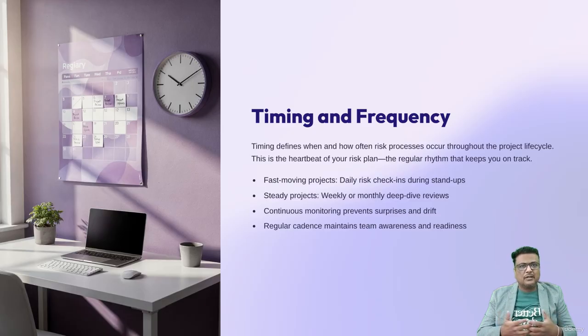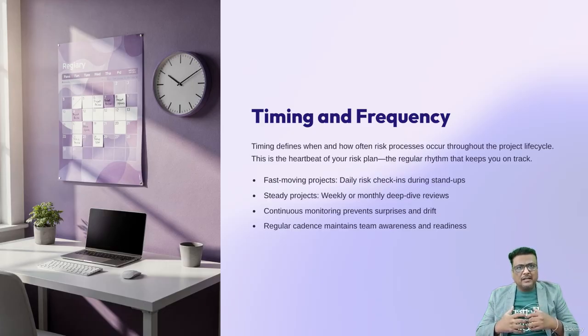Let's break this down together. If your project is moving at 100 miles an hour, you might need a risk minute in every daily stand-up. If it's a slow moving research project, maybe a monthly review is enough. I once had a student who thought they only needed to do risk management at the beginning of the project. I told him, think of it like checking your GPS while driving. If you only look at it when you leave the driveway, you're going to get lost pretty fast. We need a regular rhythm to stay on track.